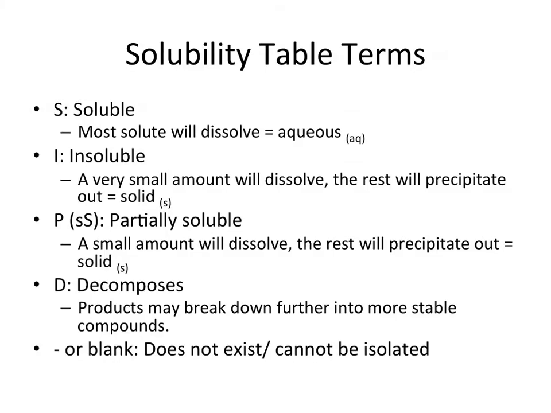Different charts will have different terms or different letters or combinations of letters for the terms. S is generally soluble. I is insoluble. Again, it's a very small amount that will dissolve. The rest of it will precipitate out. So generally when we say it's insoluble, it's going to be solid.